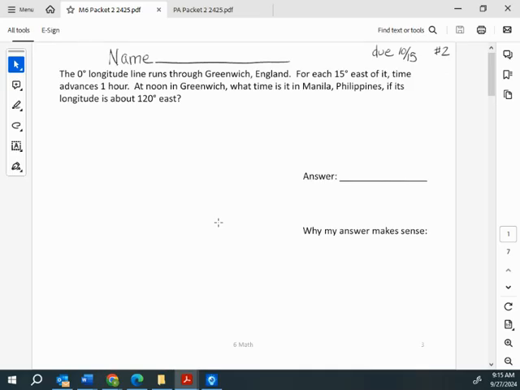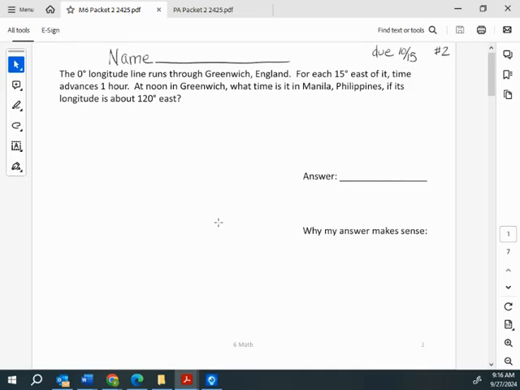Our first page, the zero longitude line runs through Greenwich, England. For each 15 degrees east of it, time advances 1 hour. At noon in Greenwich, what time is it in Manila, Philippines, if its longitude is about 120 degrees east?